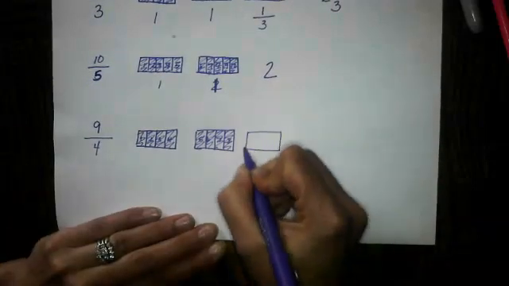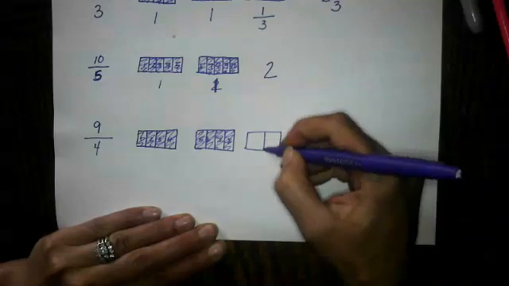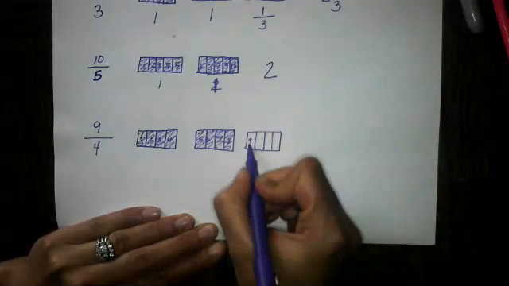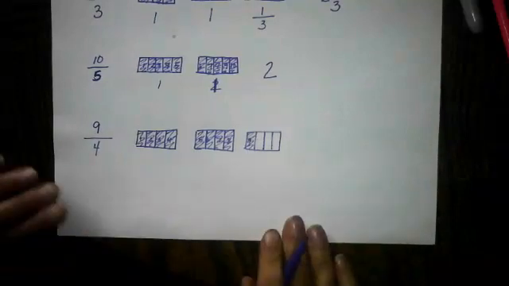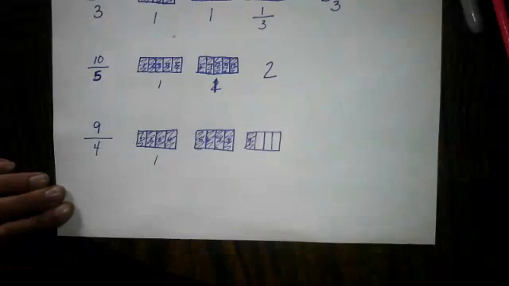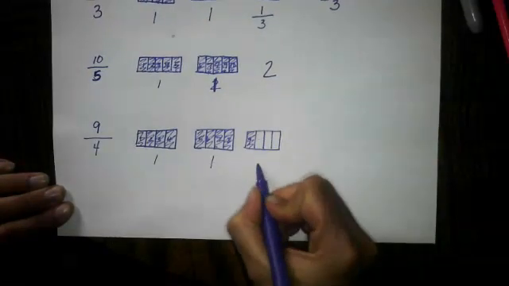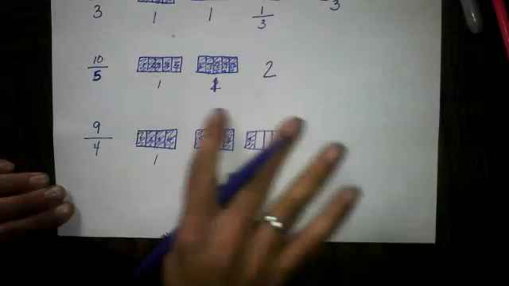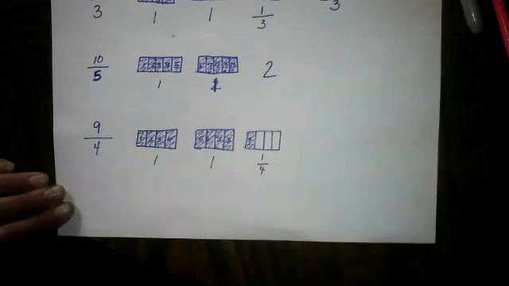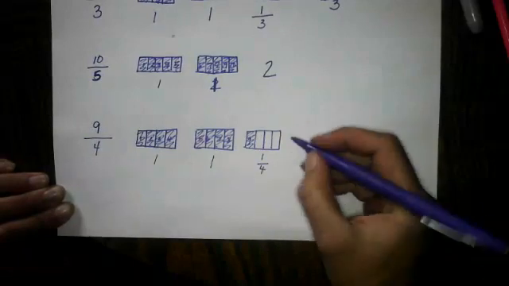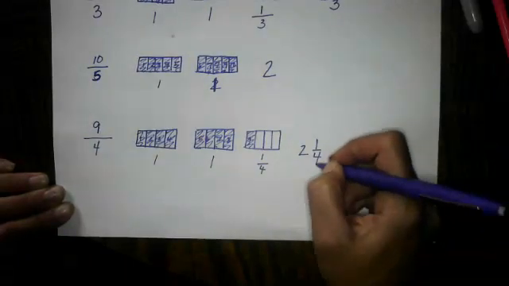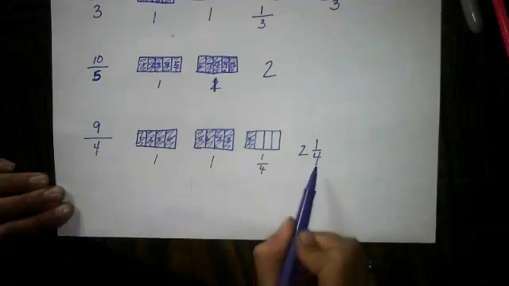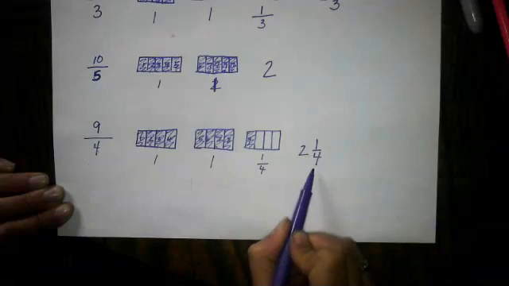And divide it into how many pieces? 4, because that's the denominator. So 1, 2, 3, 4, 5, 6, 7, 8, 9. All right, let's see how we did. 1 whole, 1 whole, and this one has 4 parts and only 1 is shaded in. So what mixed number would this be? Yeah, this would be 2 1/4. So this improper fraction, 9/4, is equal to this mixed number, 2 1/4.